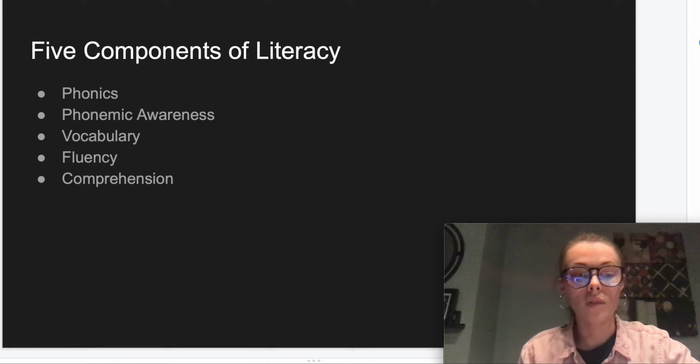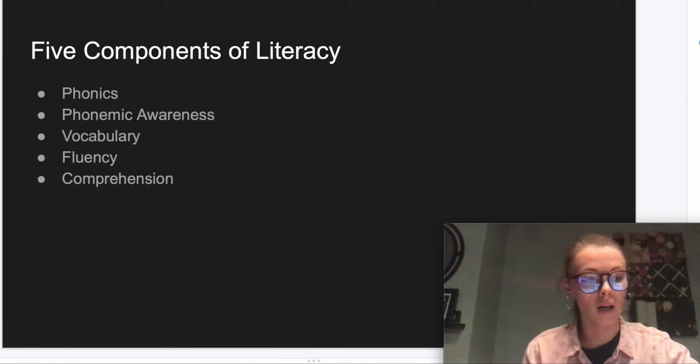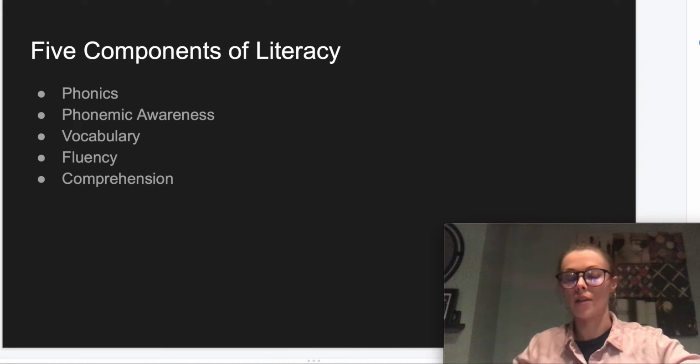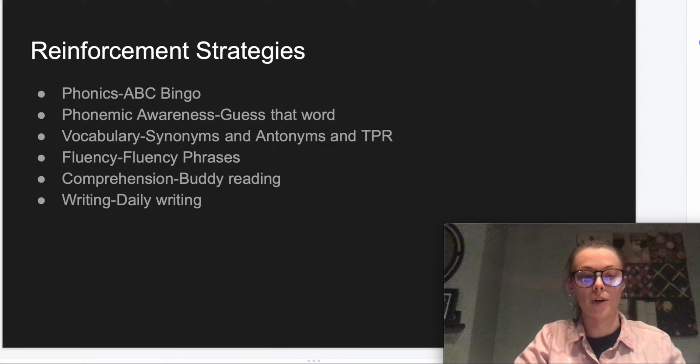And all of these components correlate with writing. In order to write your ideas, you must know your letters, your sounds, and how to use them. You must have an understanding of words to create thoughts for your readers, and you must be able to reread your work to ensure you are getting your point across, and you must be able to create a cohesive thought for readers to understand. And everything that we use and teach in literacy works together, and that's very important to remember.